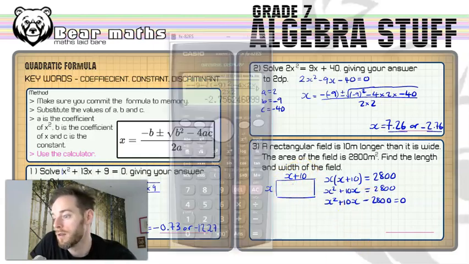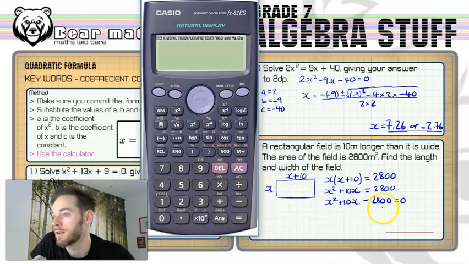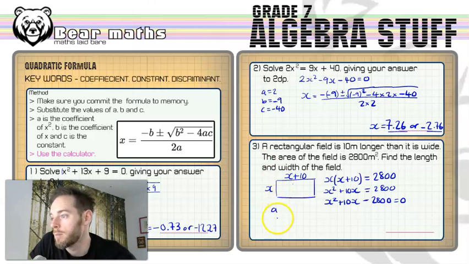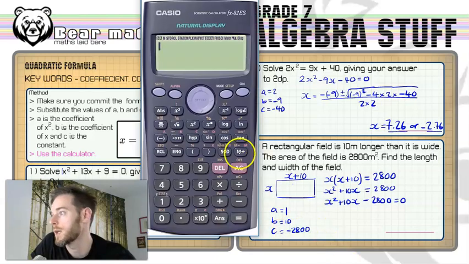We just have to now use our calculator to find out what x actually is. So it's just a case of figuring out what a, b and c are. So a, b and c, again it's the same process. It's 1 there, it's 10 there, and it's minus 2,800 there. As long as we substitute it in correctly, we won't make any mistakes.